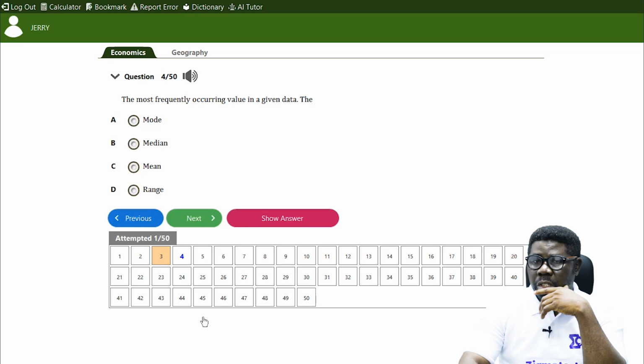Then, the next question here says, the most frequently occurring value in a given data is what? Of course, the answer should be your mode. Thank you very much.